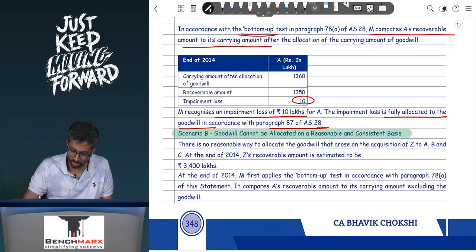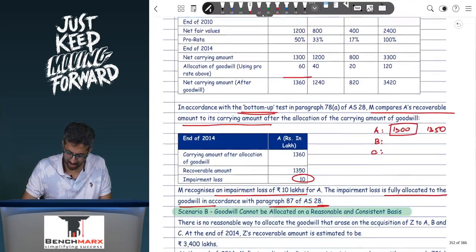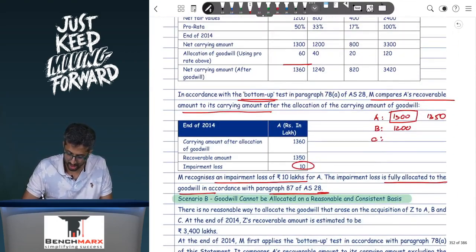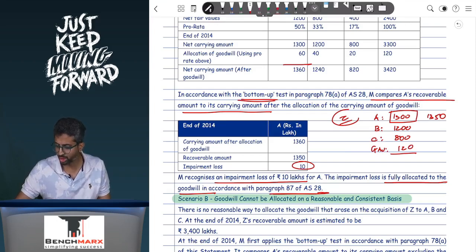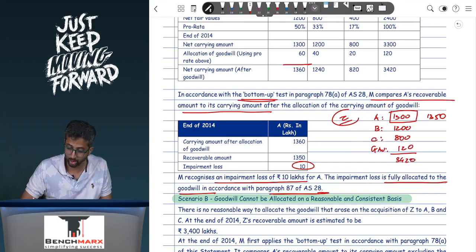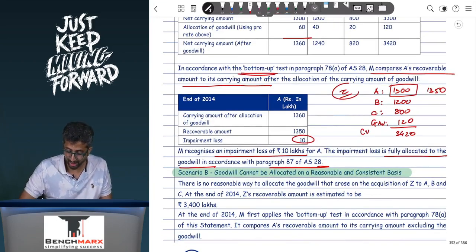So over here I will do the smaller CGU impairment testing, where I have only A whose carrying value is 1300 compared to the recoverable value of 1350, and hence there is no impairment of A, and hence A will continue to operate at 1300 only. For B and for C, I don't have the recoverable value separately available, so B will continue to be at 1200, C will continue to be at 800, but apart from this, I will also allocate goodwill to the company as a whole. So if I want to allocate it to Z Limited as a whole, 120 of goodwill will also be attributed. So 1300 plus 1200 plus 800 plus 120, this is coming to 3420. So this is your total carrying value for Z Limited as a whole.